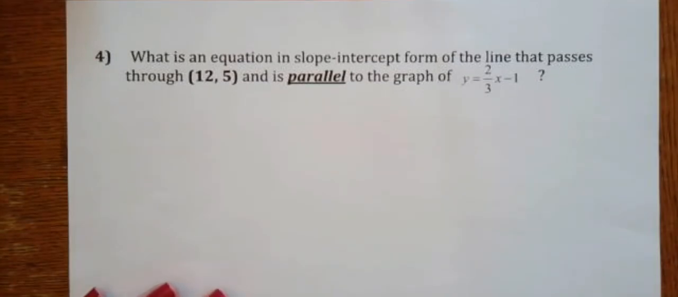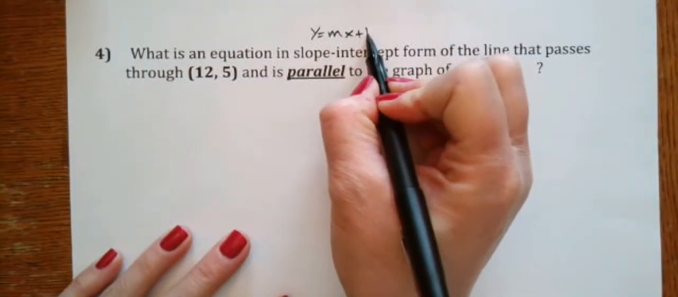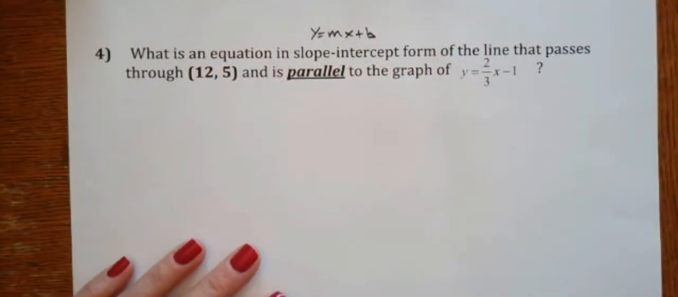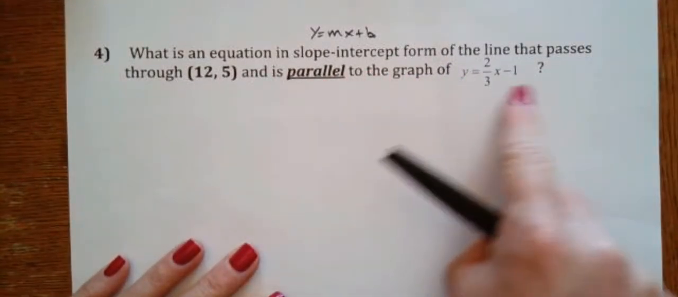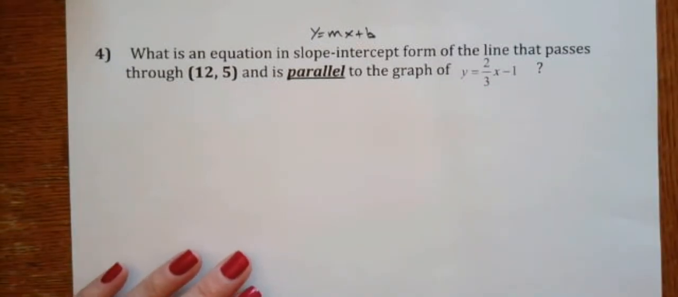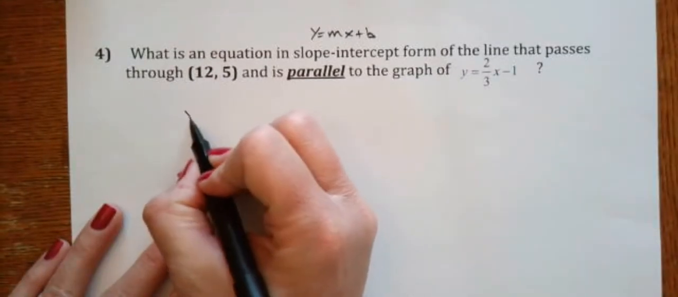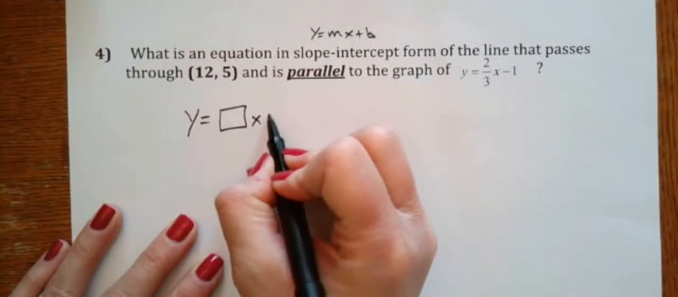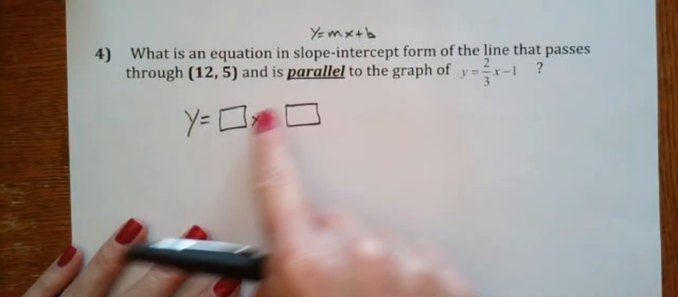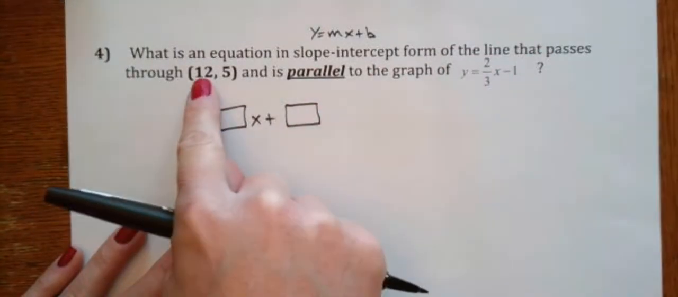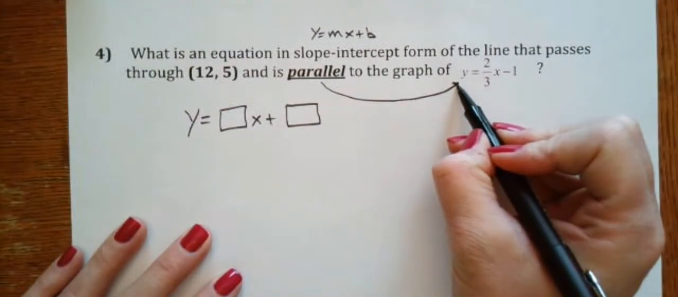What is an equation in slope-intercept form, just for reference there, of a line that passes through the point 12, 5 and is parallel to the graph of this line? Wow, lots going on there. So we want an equation in this form right here. I'm just going to start off with a blank equation so we can work on filling in what we know. Okay, we want an equation in this form of a line that has to pass through this point, and it must be parallel to this graph.